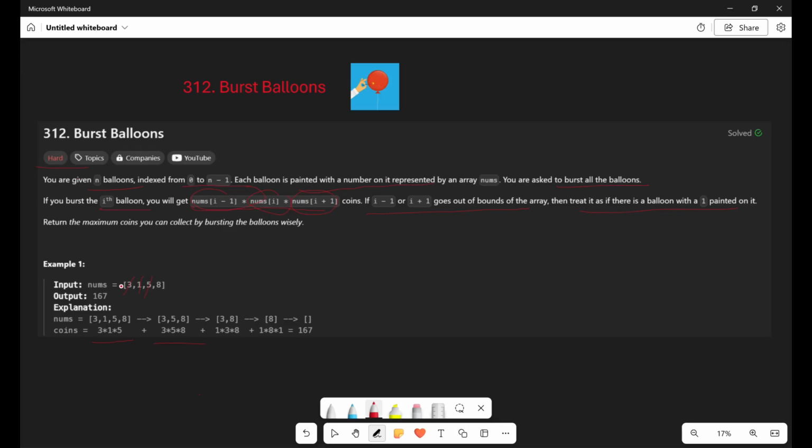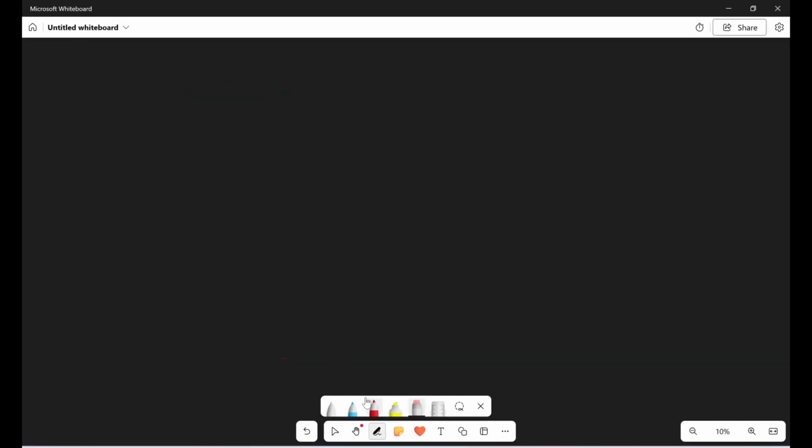Now let's burst 3. Number of coins we would get is 1, because we went out of bounds, we are supposed to treat it as if a balloon with 1 printed on it exists here. So we would get 1 into 3 into 8. Now let's move forward. Now we burst 8. Now we would get 1 into 8, and since we again went out of bounds, we treat it as 1, which is 1 into 8 into 1, and if you add all these up, we would get 167.